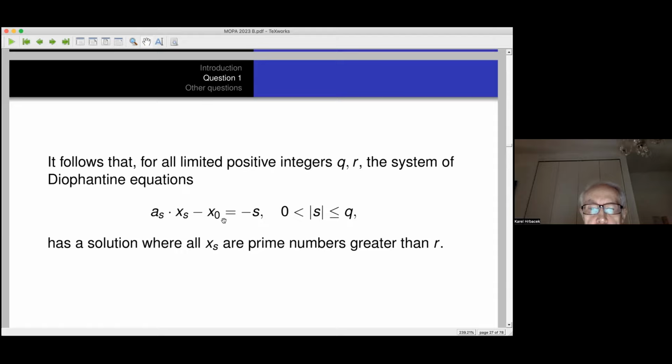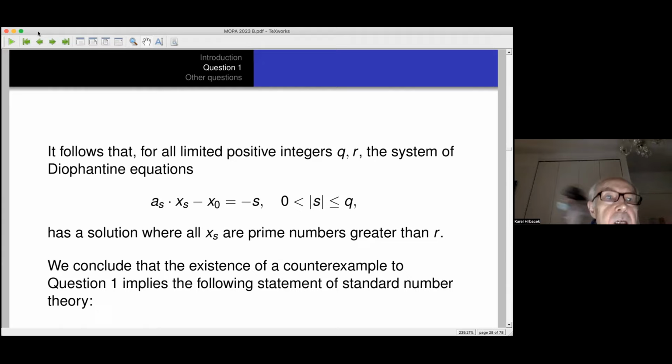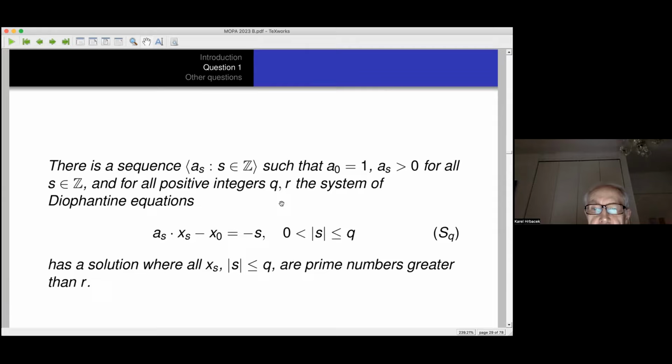So the conclusion is that if there is a counterexample to the representation conjecture, then the following standard statement has to hold. There is a sequence a sub s such that a sub zero is one, every a sub s is bigger than zero, and for any positive q and r, this system has a solution where all the values of the solution are prime numbers bigger than r. There are arbitrarily large solutions by prime numbers of this system.